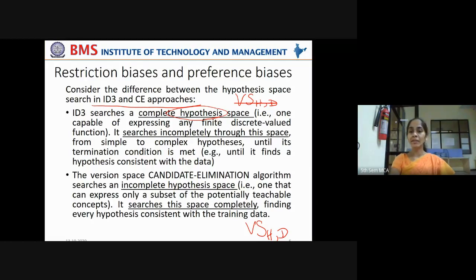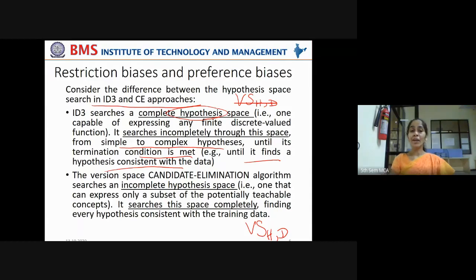It searches incompletely through this space from simple to complex hypotheses, right? It starts with a root node, grows the tree, again generates the split points based on information gain, and further constructs the tree. It goes on making the tree more complex, right? From simple to complex hypotheses, it moves until its termination condition is met, meaning until it finds a hypothesis consistent with the data. Once the decision tree consistent with the data is built, that is the termination condition, and there the construction of the decision tree will be stopped.